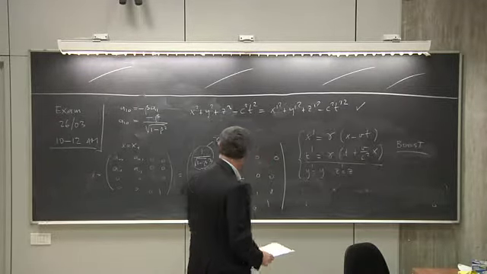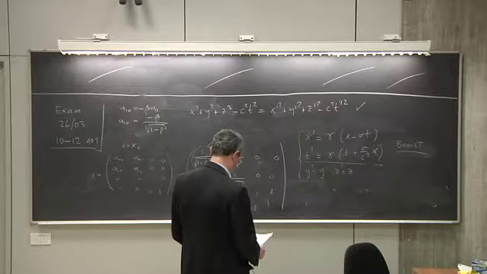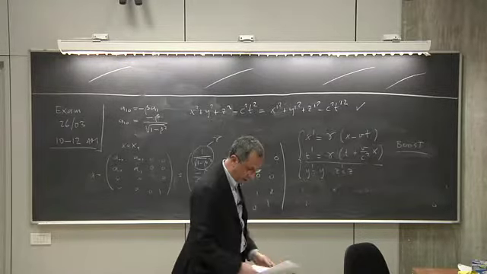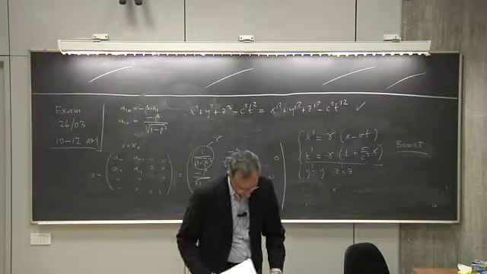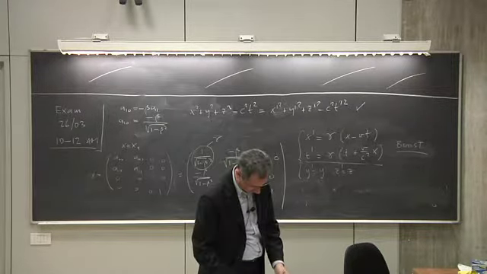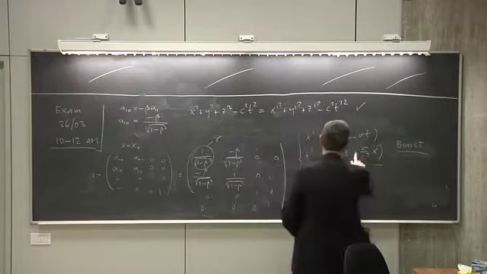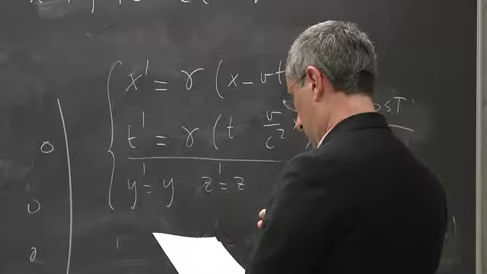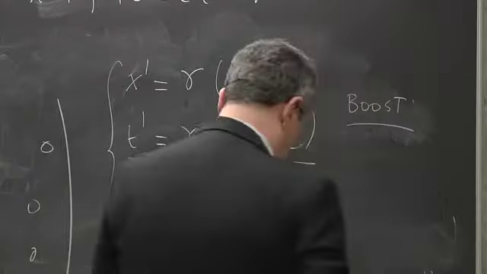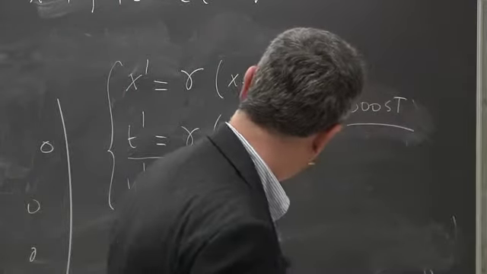No, I think it should be a plus. No, I think I have plus. Oh, do you see minus? Let's see. Boost. Yes. No, you're right. t prime is gamma times t minus. Okay. Thank you.